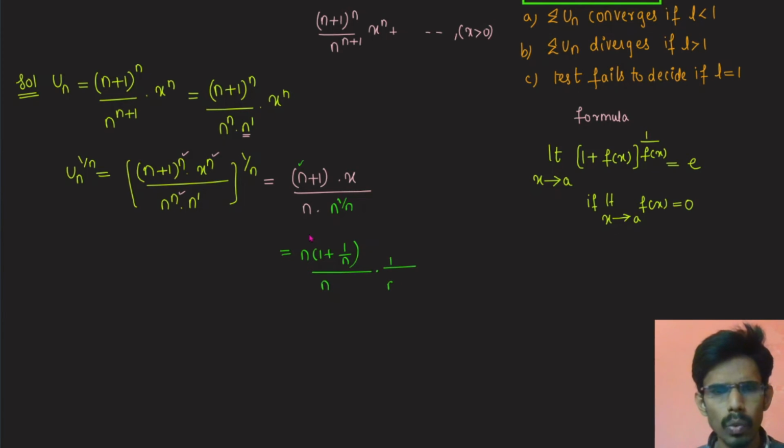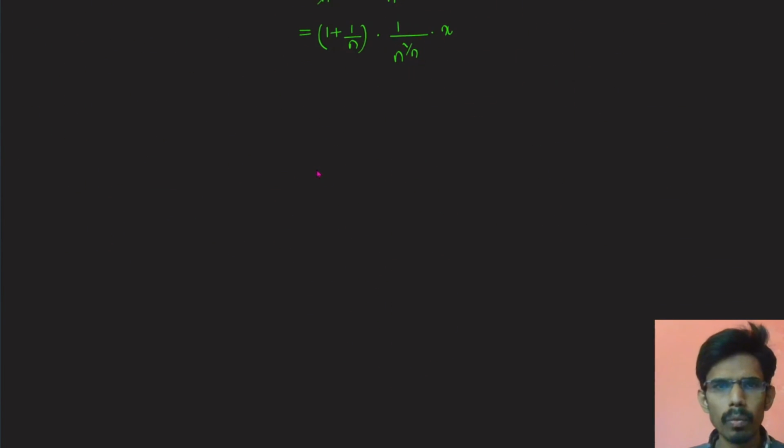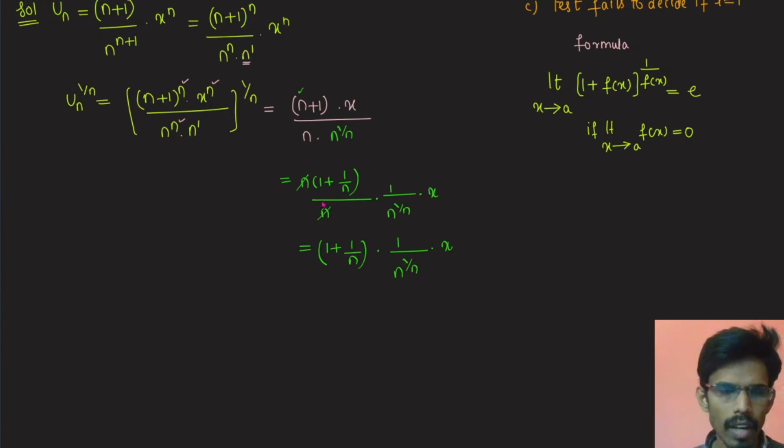Let me take this as 1 by n power 1 by n into x. This n will get cancelled. We have (1 plus 1 by n) into 1 by n power 1 by n into x. Now apply limits on both sides. We have limit n tends to infinity Un power 1 by n will be limit n tends to infinity of this term.